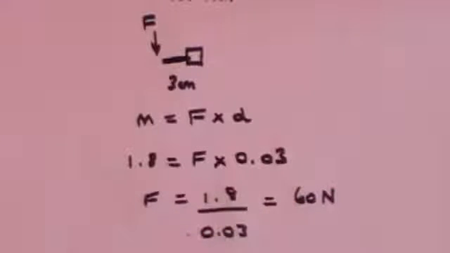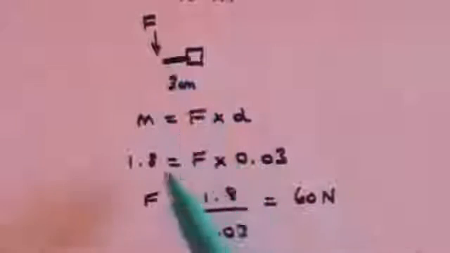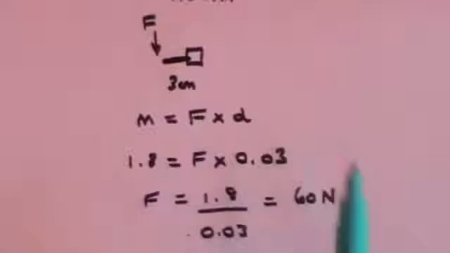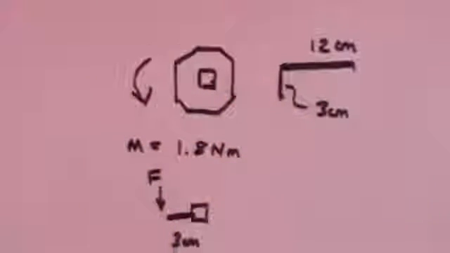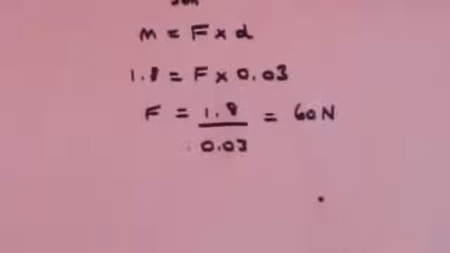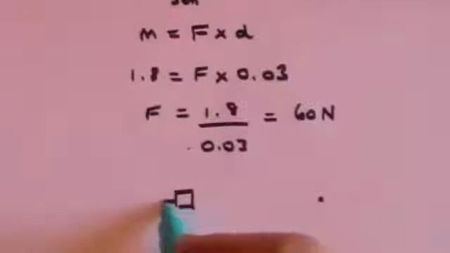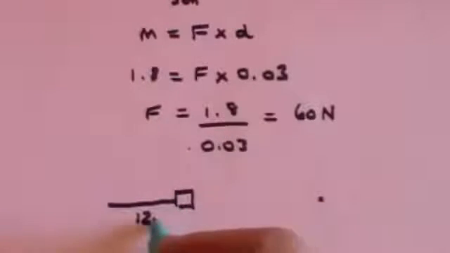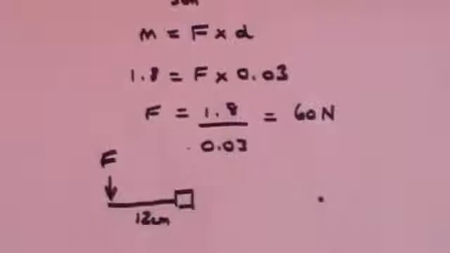So I'm going to need to apply 60 newtons to the short end of the Allen key if I want to undo it. Suppose I do it the other way around. Supposing I stick the short end in the notch and turn the 12 centimeter handle. So now here's my notch, but this time I've got a 12 centimeter handle and I'm going to apply a force to it to undo the nut.